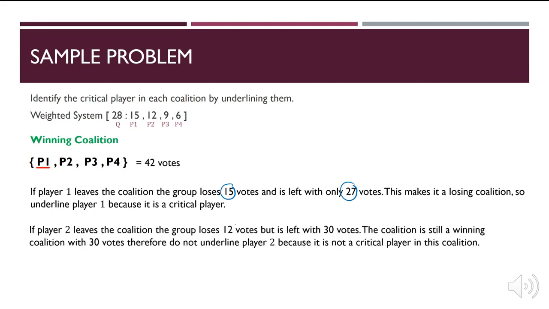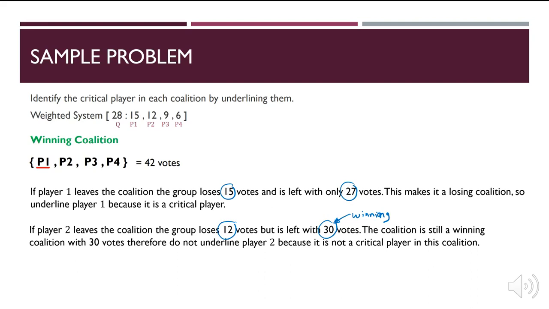If player 2 leaves the team, they take 12 votes. 42 minus 12 is 30. But we say, wait a minute, that's still winning. So player 2 can walk away and it's still a winning coalition, then player 2 is not critical. To be critical, if you walk away, the team becomes losing and they need you to come back. But they don't need player 2 to come back. Player 2 is not critical. We will not underline player 2.